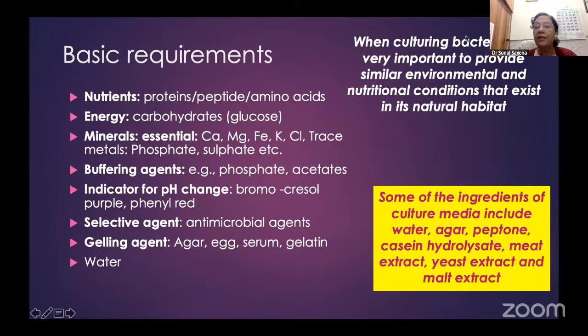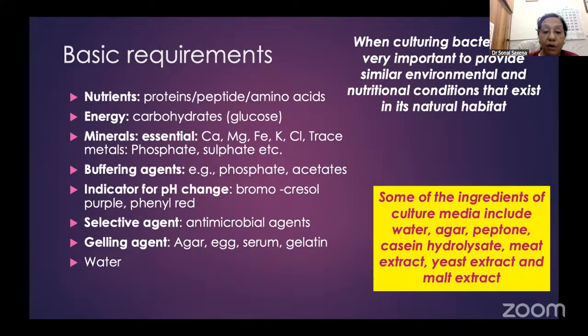Now, we all understand that there are multiple basic requirements, and from our undergraduate knowledge, we know that for any bacteria to grow, you require three or four things. One, it requires nutrition in the form of proteins or peptides or amino acids. It also requires an energy source, just like any other living organism, in the form of, say, carbohydrate. The best form is glucose because it's a simple sugar. Then it also requires certain essential minerals and certain trace metals. Essential minerals like calcium, magnesium, iron, whereas trace elements like phosphate, sulfate, magnesium, and so on and so forth.